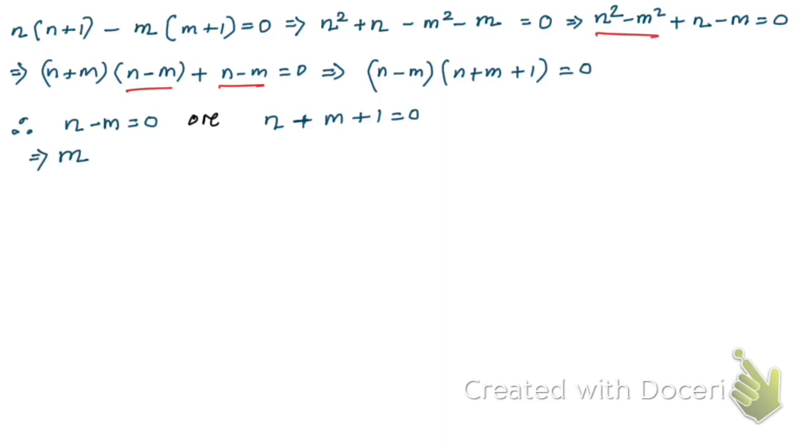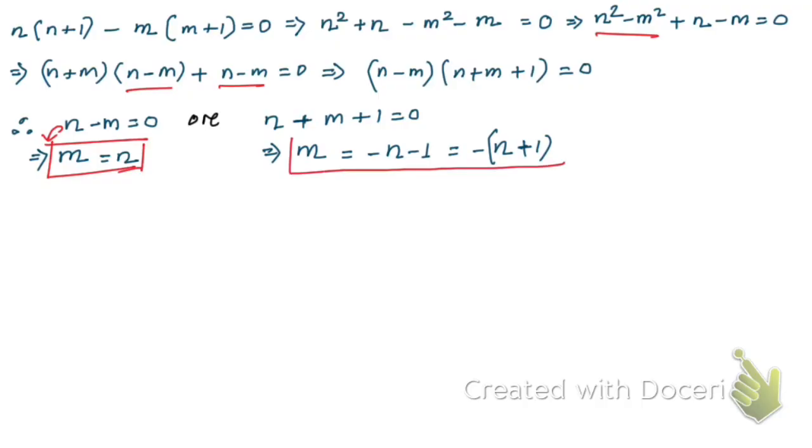That implies m is equal to n, right? This implies m is equal to n, and this part implies m is equal to minus n minus 1, which can be written, taking minus common, as minus (n plus 1), right? That's what we're going to have. Let it be equation number 4. Here I am writing equation number 4 for both these results, not only for this part. Hope you have understood this.